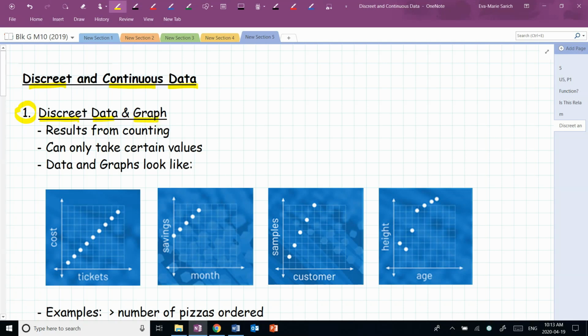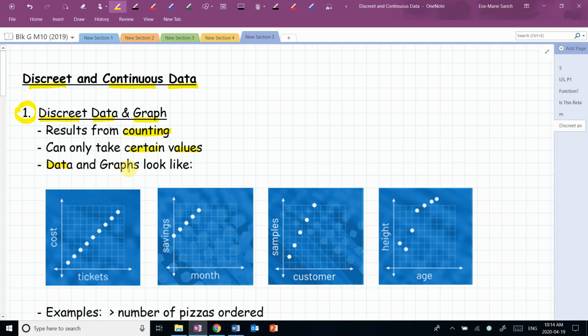Now, discrete data is the result of counting. So you're going to count things, like you might count that you're going to buy a certain number of apples. You count as you put them in your bag. You would not be able to put a half an apple in the bag or a quarter of an apple in the bag. That's the way we can think of discrete data as well: if we're counting, we can't be counting parts of something. So it can only take certain values. Most often it's whole number values, but not in all cases.